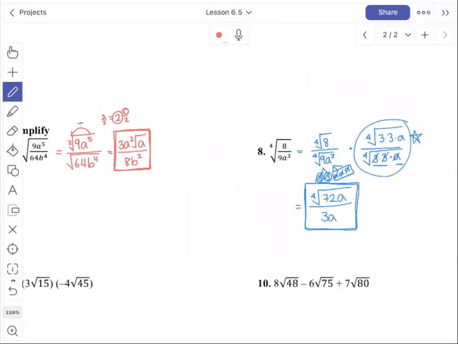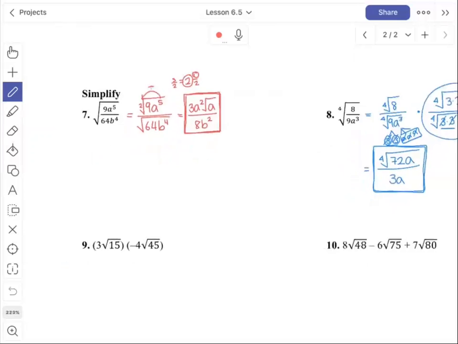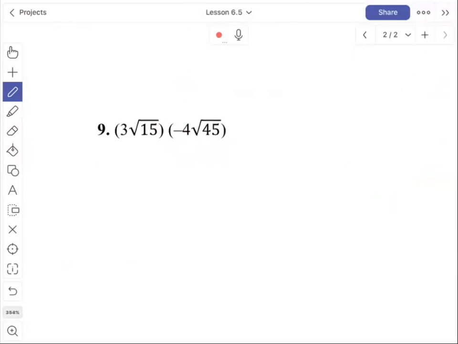All right, great job, guys. I think those are the toughest parts. All right, so we've gone through the hardest parts. Let's get to the easier stuff and simplifying these radicals. Okay, so let me show you guys number 9.